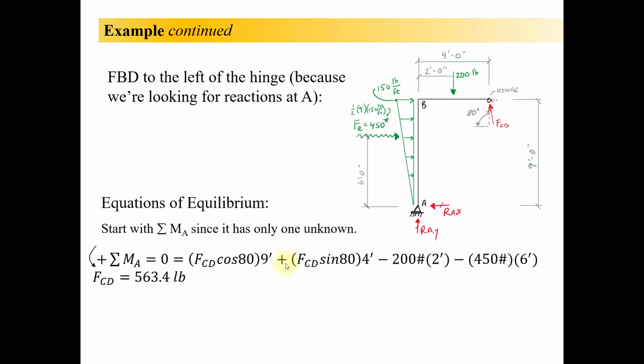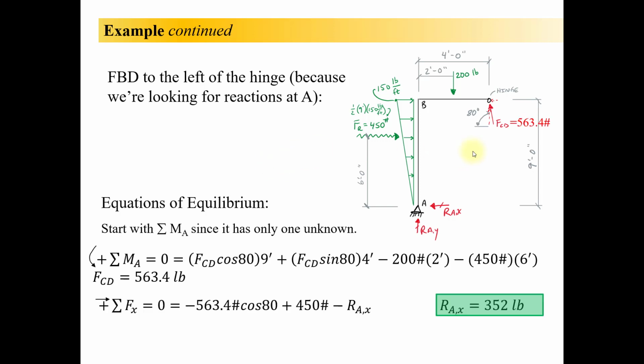and it's also positive because it's also counterclockwise. And then I've got this 200-pound force here acting down, and it's 2 feet away from A, and it's going to want to cause a clockwise rotation, so that's why it's going to have a negative sign. And then I've got my resultant here, 450 pounds acting at 6 feet away from A. So when I do all that math, I get that FCD, value up here, is 563.4 pounds. So I can label that on my free body and go to my next step.